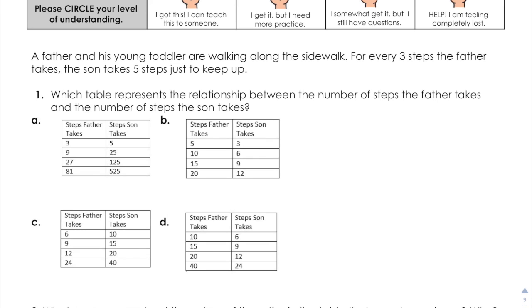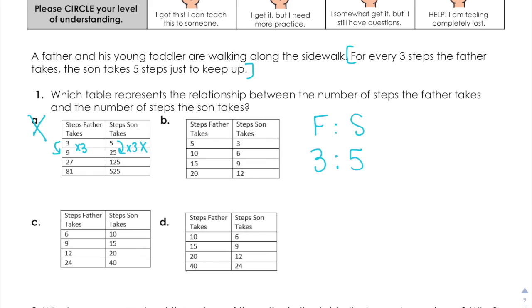So let's see. Our original ratio is going to be for every 3 steps the father takes, the son will take 5, so 3 to 5. We want a table that represents that ratio and equivalent ones to the 3 to 5. So let's double check. Remember, ratios are equivalent if they're multiplying by the same number on both sides of the ratio. So let's see, to go from here to here would be times 3. Did I multiply 5 times 3 to get 75? I did not. So A is automatically eliminated.